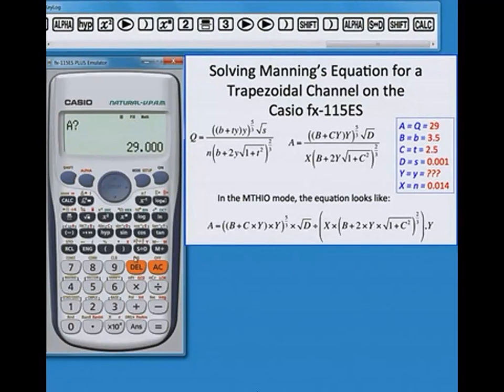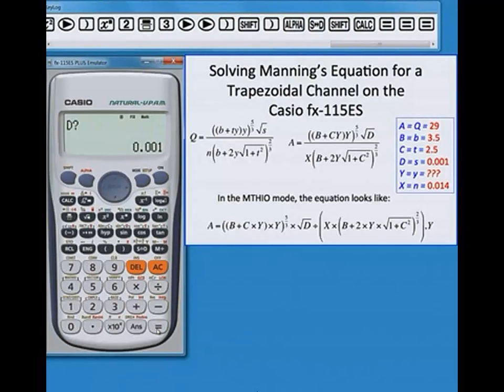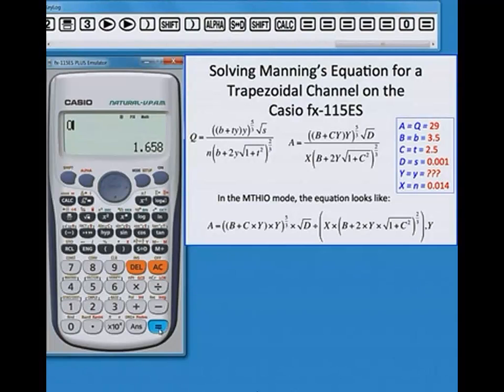I've already solved this once, so I already had A equal 29. If I hit enter that value again, B equal 3.5, or enter a new value, C equal 2.5, or enter a new value, D is equal to 0.001, X equals 0.014. I'm going to put a starting value in like 0 for Y, since I really don't know what the answer is. And when it solves it, it comes up very quickly on the emulator as 1.6577, probably 10 to 20 seconds on your calculator.